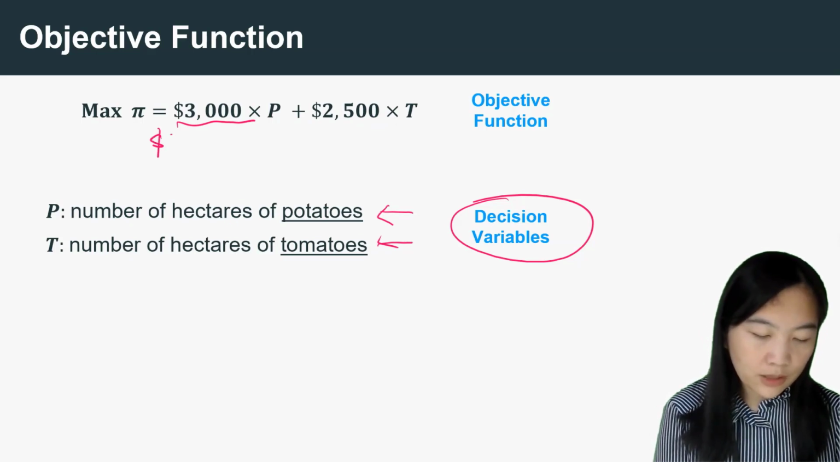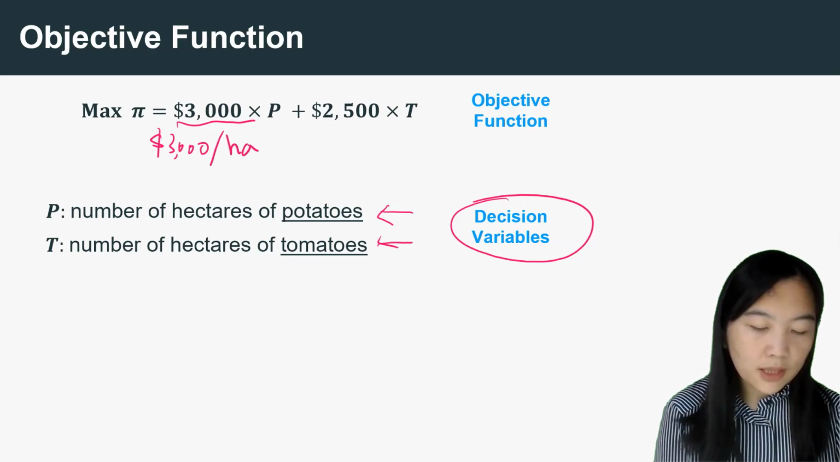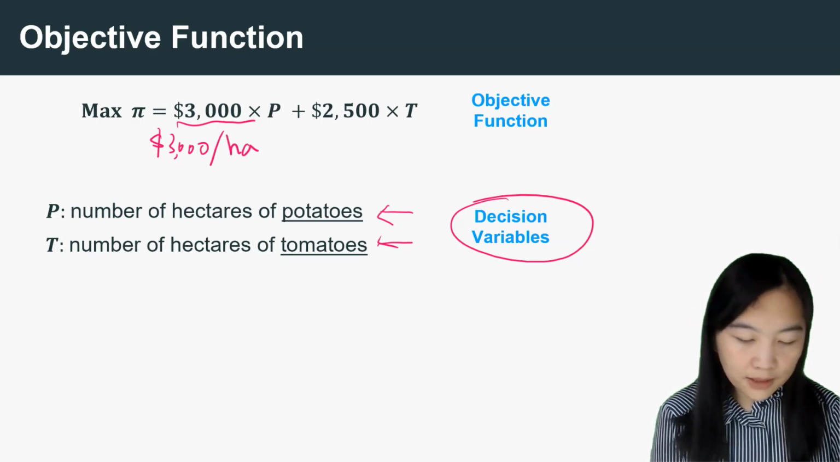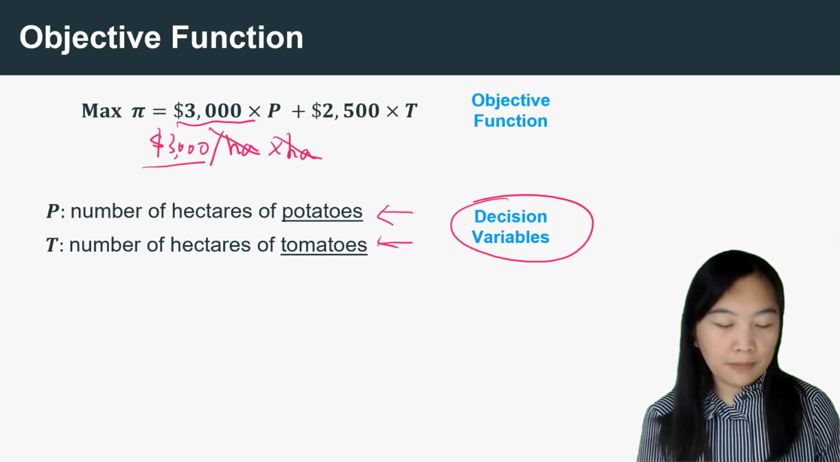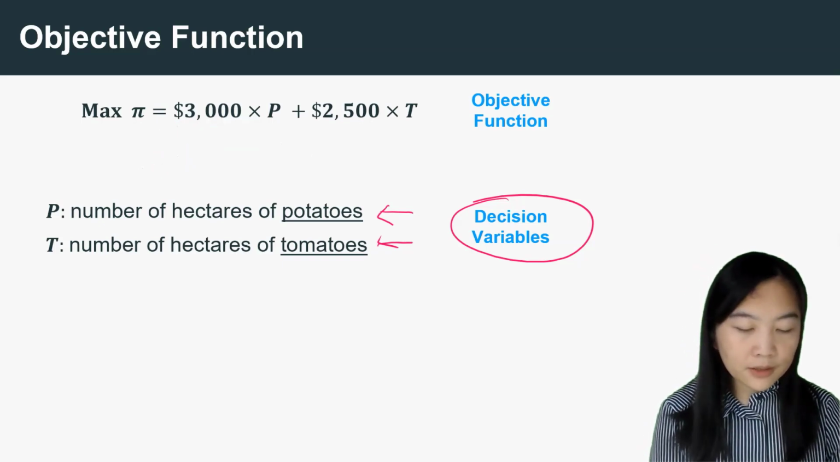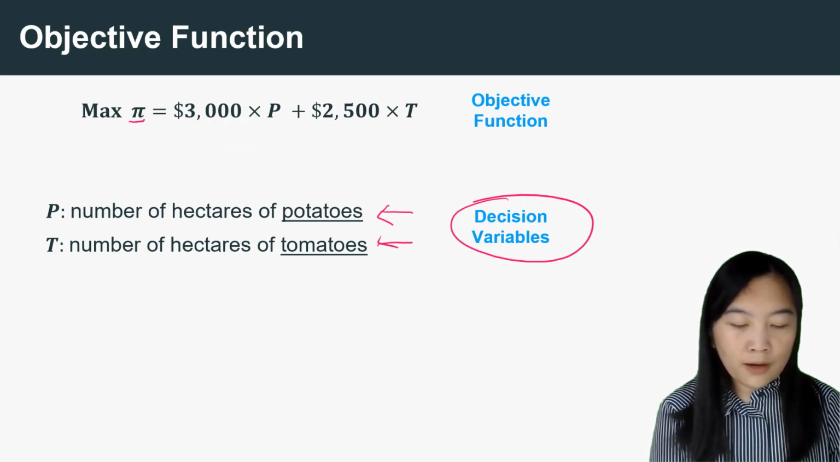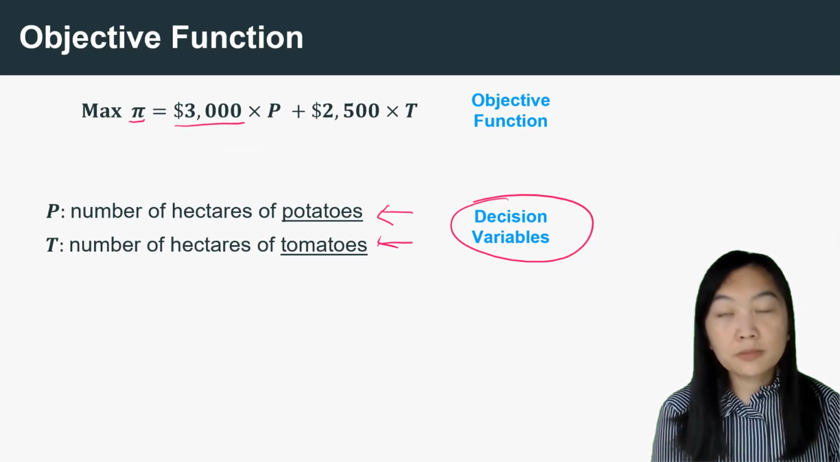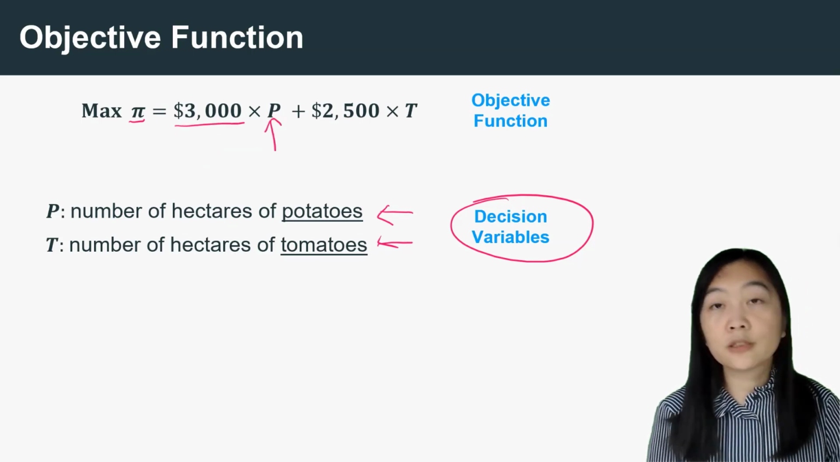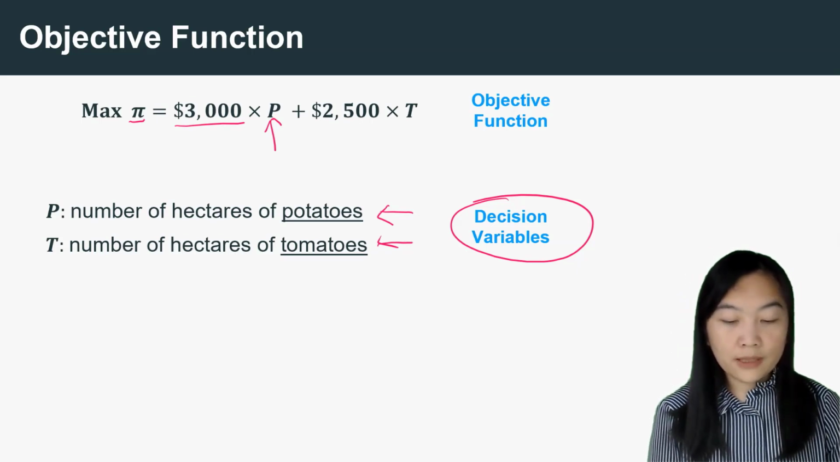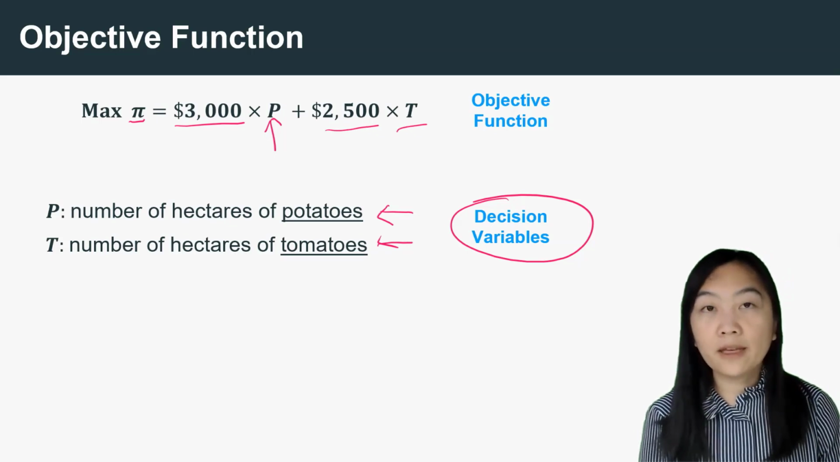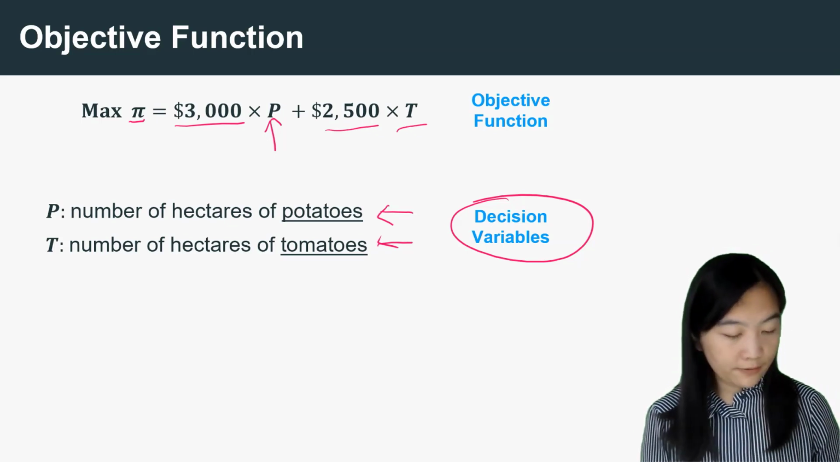So this I should actually write a little bit more accurately: it is this much per hectare, and this P is the number of hectares. So once you multiply those two, you get an absolute dollar value. So this total profit is the unit profit times the hectares of land used to grow potato, and same for tomato. So that's the objective function.